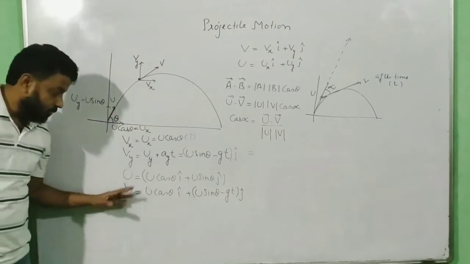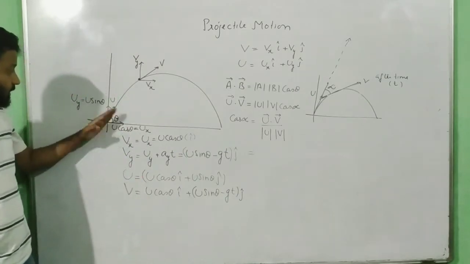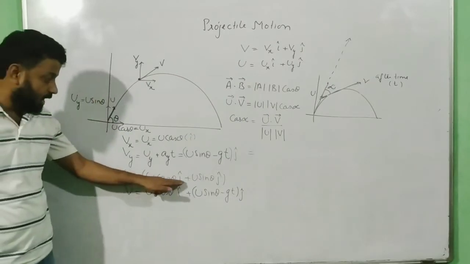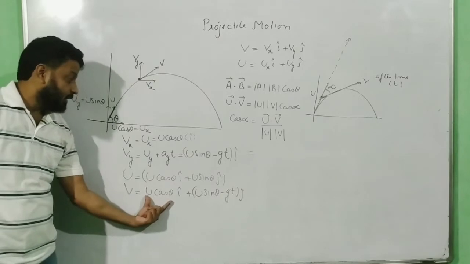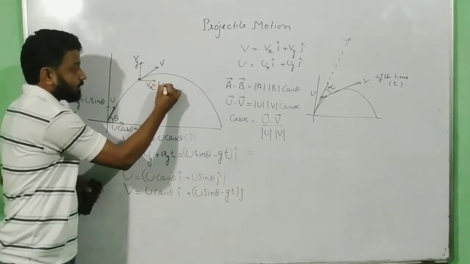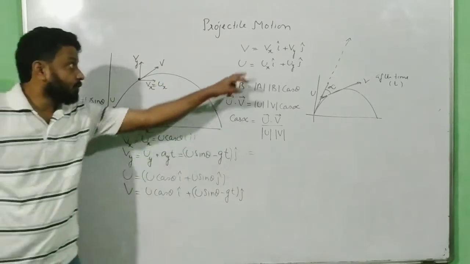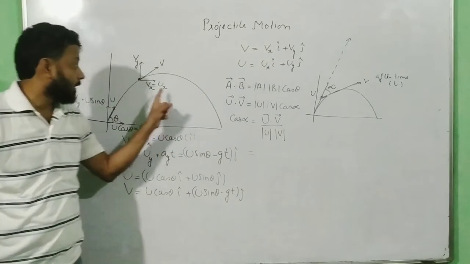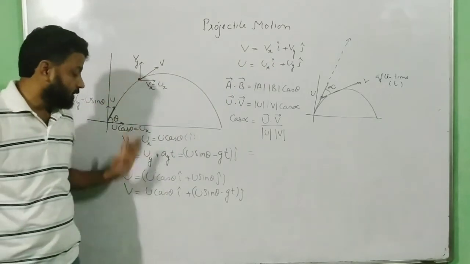Now look at here, watch this very carefully. U has two components, U cos theta and U sin theta. So U cos theta i cap plus U sin theta j cap. In V, this term is Vx. Now, as I told you, Vx will always remain as Ux. There is no change happening there. So the Vx will remain as Ux, so that is equal to U cos theta i cap, because in the x direction the velocity does not change.